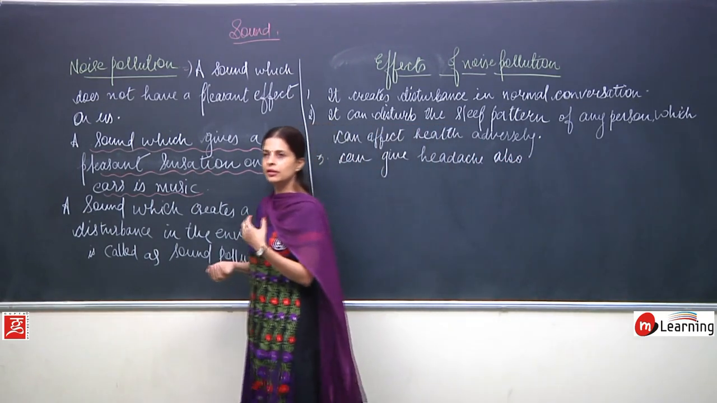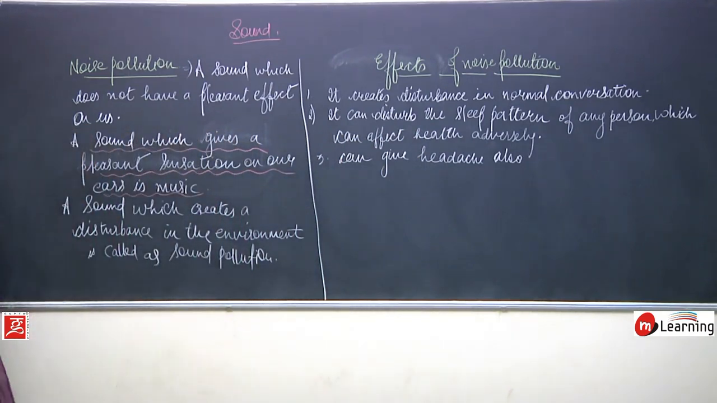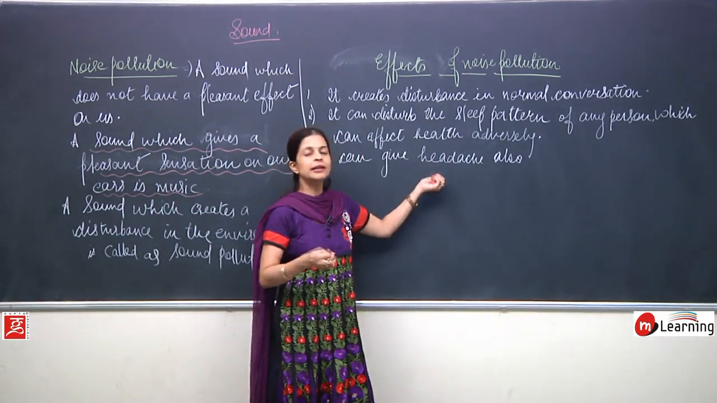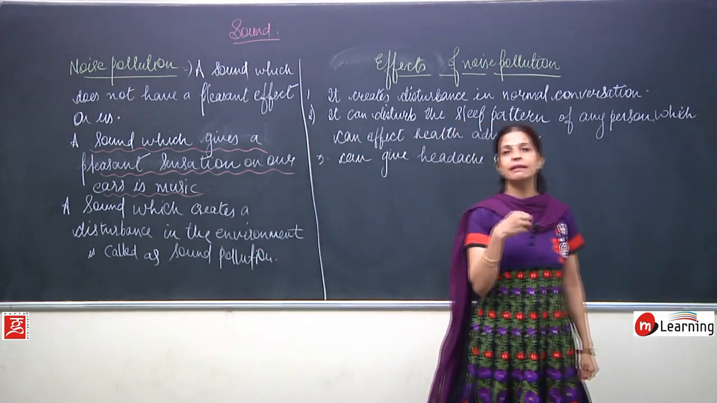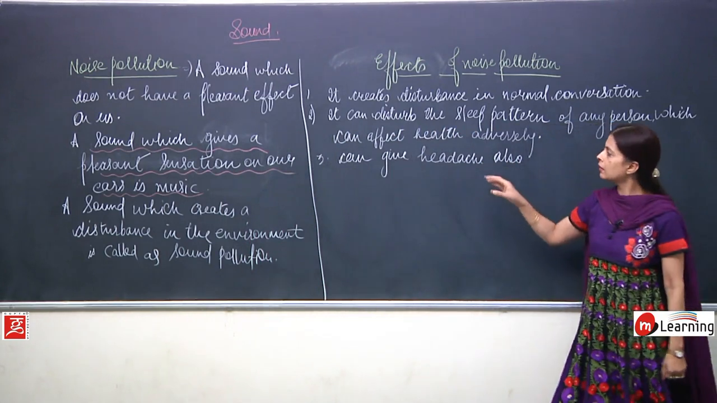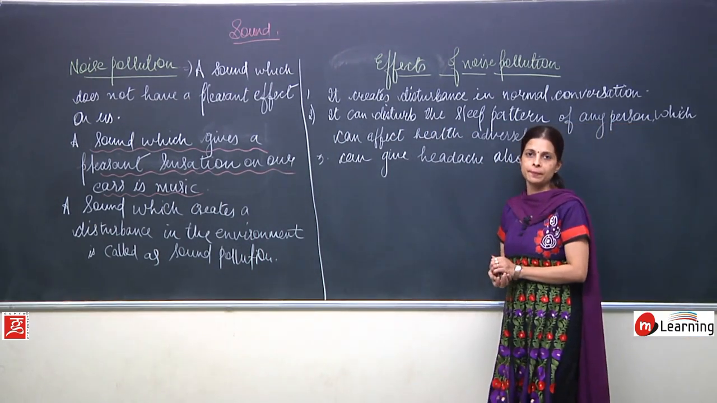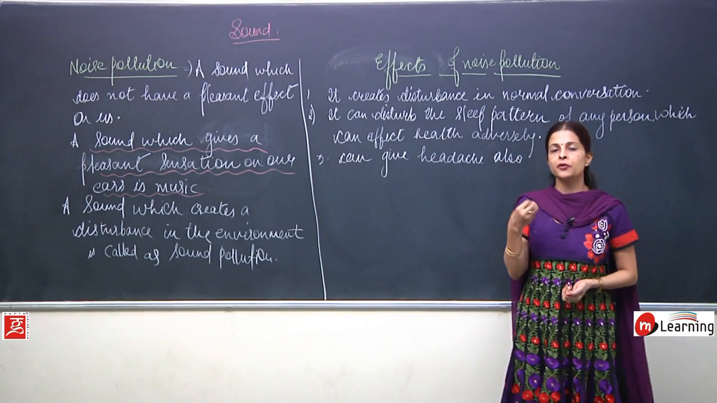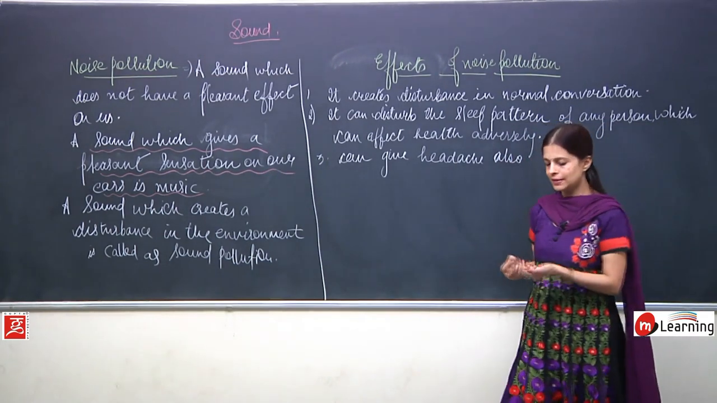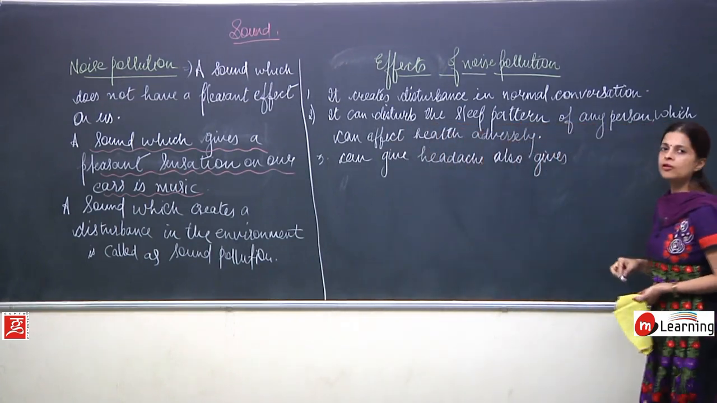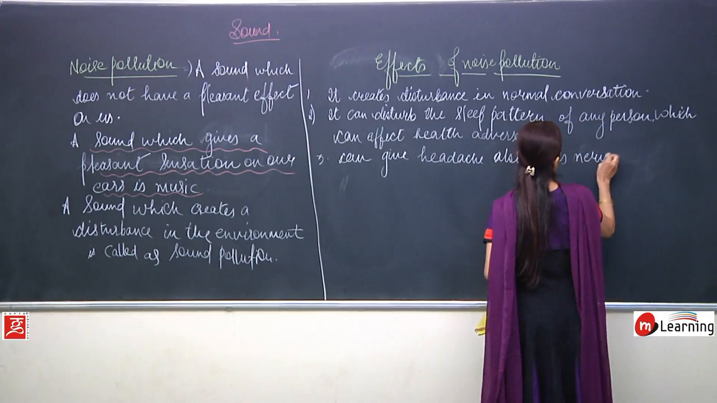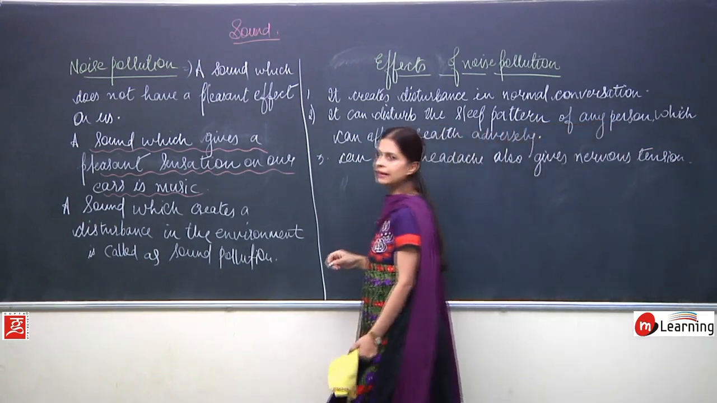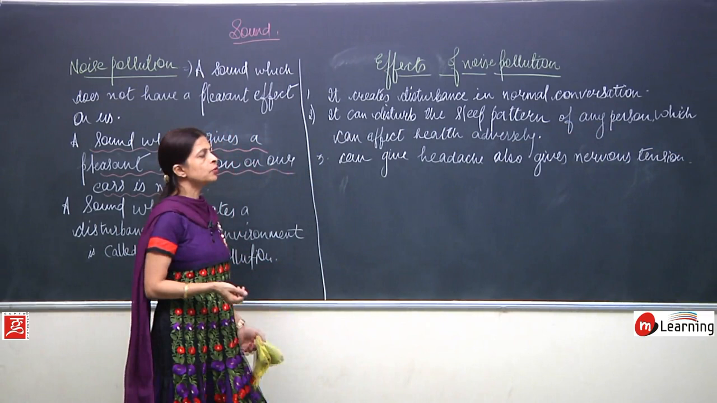Okay, is there any other thing which you feel is related to irritability? I'm saying that noise will give headache or you will feel irritated. So anything which is common, like headache, is related to which system? It can create disturbance, it can affect the nervous system. So I'll write: can give headache, also gives nervous tension. It will give rise to headache and also to nervous tension.